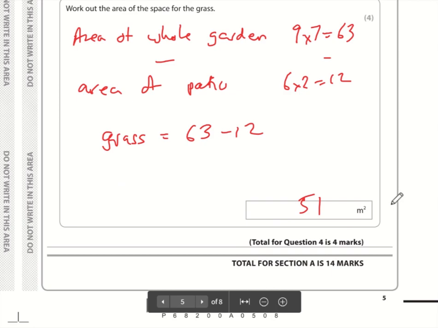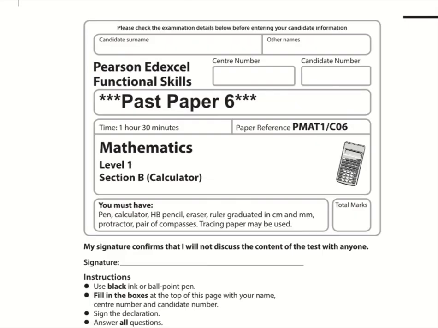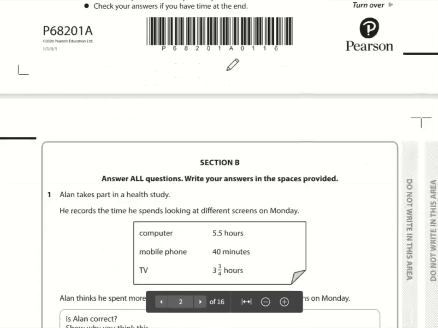And that is the end of section A. Here are the video solutions for Pearson Edexcel Functional Skills Maths Level 1. This is section B, which is the calculator section from past paper 6.